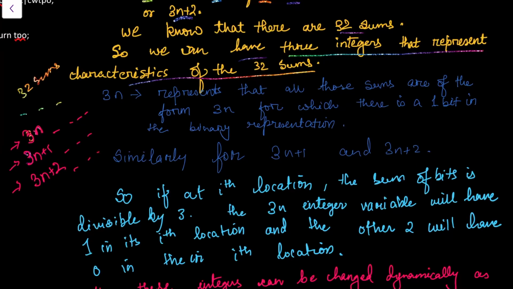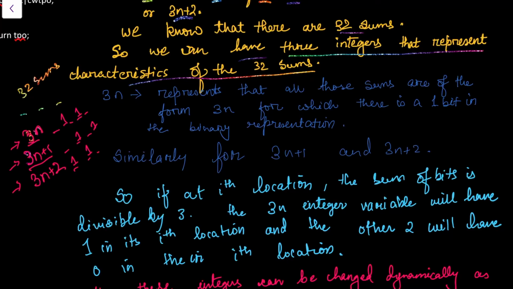How do they represent? Each integer, we know, has 32 bits, right? So 3n will also have 32 bits, 3n plus 1 will have a 32 bit representation, similarly 3n plus 2. What I suggest is that I will keep them as a counter or as a representation of the sums. All the sums which are of the form 3n, at those locations I will put 1 in my 3n representation. All the sums which are of the form 3n plus 1 till now, I will put 1 in those locations in 3n plus 1, and all the sums which are of the form 3n plus 2, I will put 1 at those particular locations in my 3n plus 2 representation.